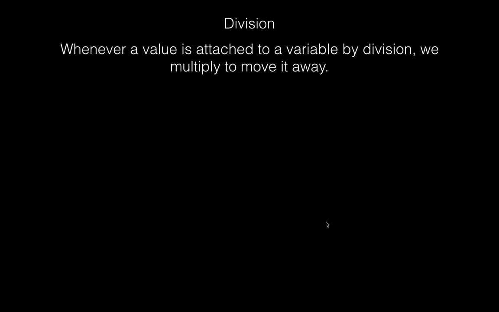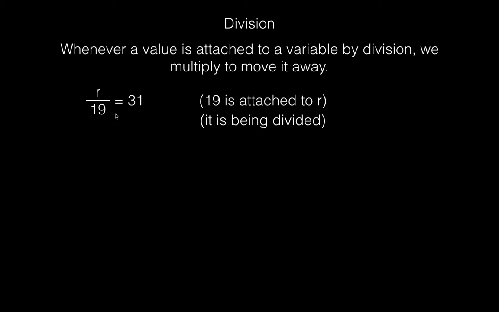And then division. Whenever a value is attached to a variable by division, we multiply to move it away. And so if the problem looked like this, the wall again separates the 31, but we're looking at R and 19, and this is R divided by 19, which means that 19 is attached to R, and again it's attached by division. So the way we move this is by putting times 19.